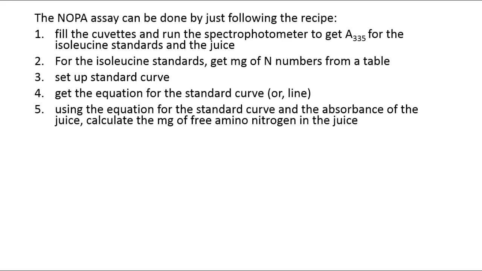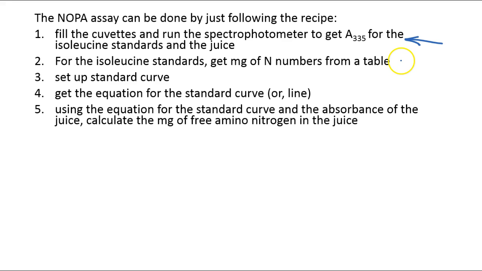Okay, so the NOPA assay can be done by just following a recipe. But I want everybody in the class to understand a little bit more about where we get the numbers. So the recipe is simple. You fill the cuvettes with just three reagents. Remember there was the buffer, then either the standard solution or the juice or water for a blank. And then you add the OPA solution and you get your absorbance at 335. You can do that for the isoleucine standards and for the juice, and it's real simple.